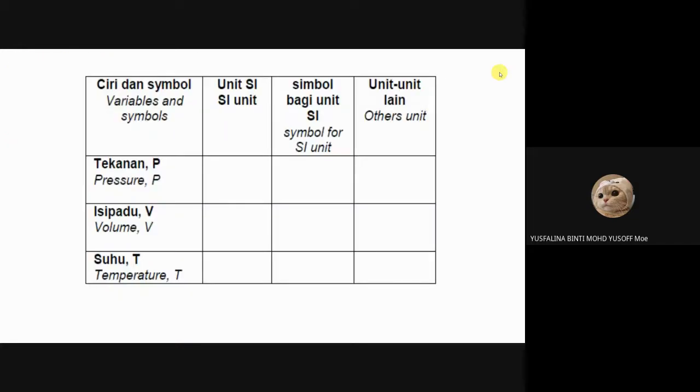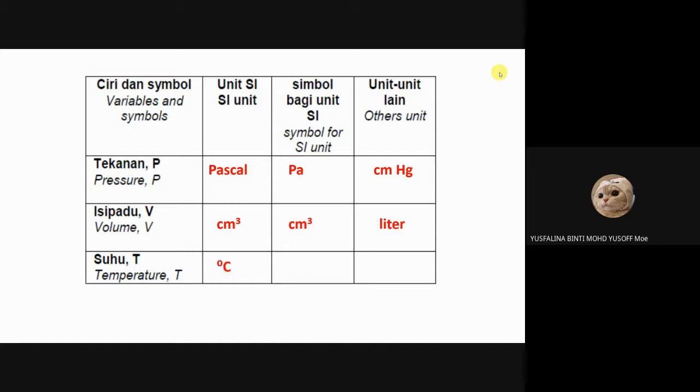Okay, now we see about the SI unit. So this is a Pascal. So what is the SI unit for it? This is Pa, the SI unit, and the other unit is cmHg. Okay, and for the volume, the unit is centimeter cube, and the SI unit also is centimeter cube, and the other unit we call sometimes a liter.